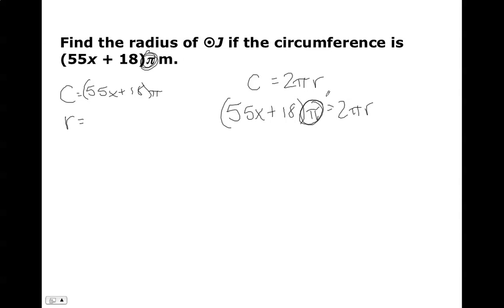It is important that you recognize there is a pi with it so that you don't forget to put it in the formula. Because now to solve this, we can divide both sides by 2 pi. And by doing that, the pi's simplify. We have to divide 55 by 2 and 18 by 2 to where we get an answer of 27.5x plus 9 meters as our radius.